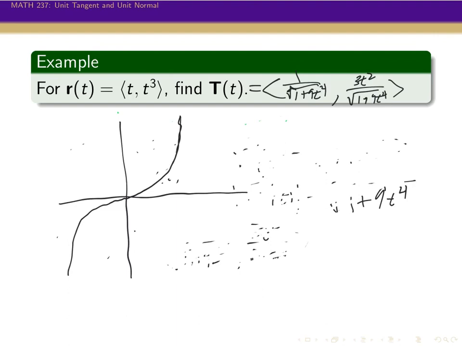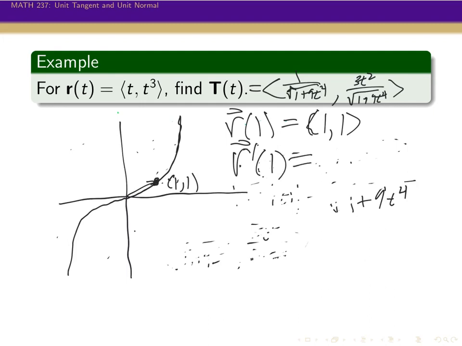Okay, and so when t is equal to 1, r of 1 is going to be (1, 1). And so that's going to be pointing at this point (1, 1) on here. So r prime at 1 would be (1, 3), because 3t squared, plugging in 1 for t gives me 1. And so that's going to be pointing up in this picture, something fairly big.